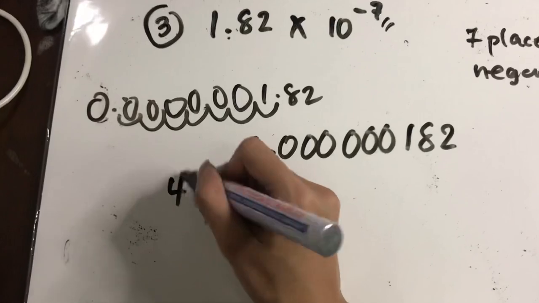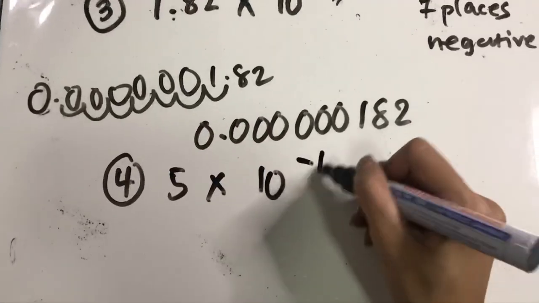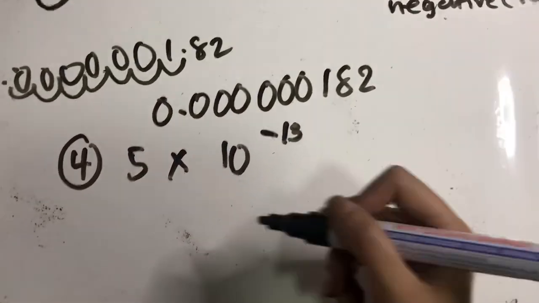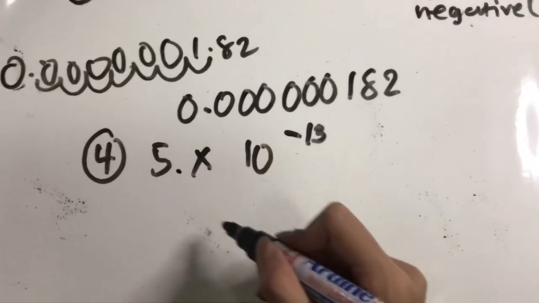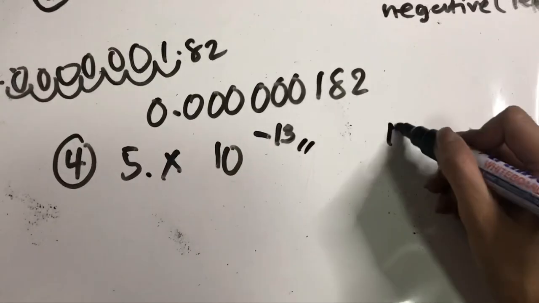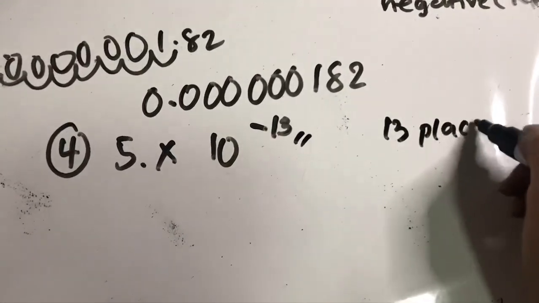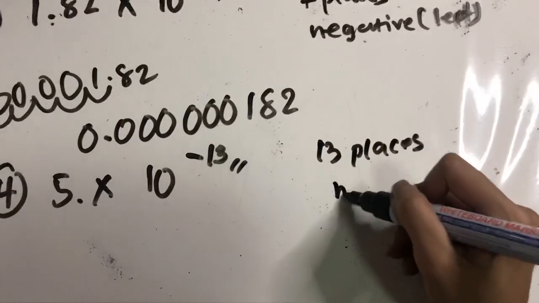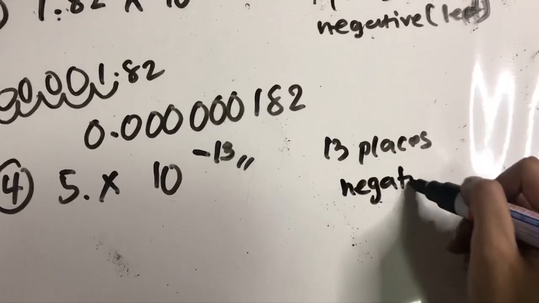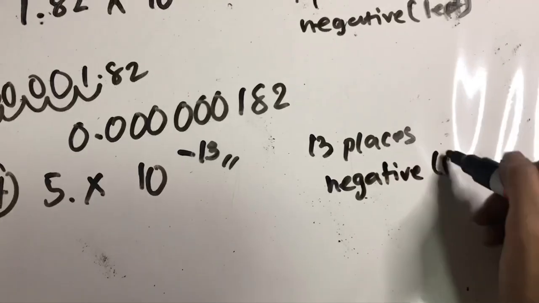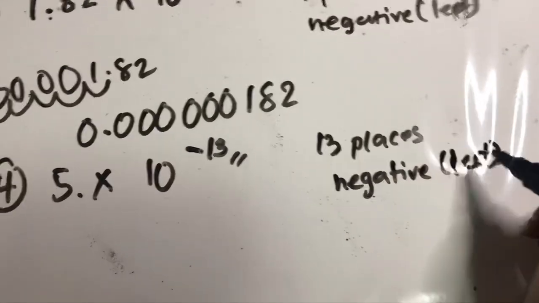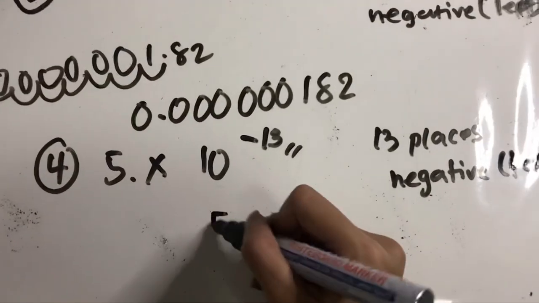Another example. So this is the decimal point. We have 13 places. This is negative. So this will be to the left.